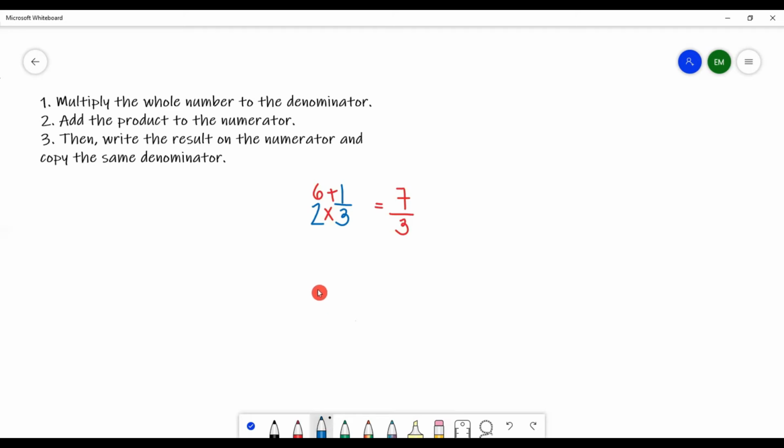Let's have another example. 4 and 2 over 7. So we are going to multiply the whole number and the denominator. 4 times 7 is equal to 28. And then add it to the numerator. 28 plus 2 is equal to 30. Copy the same denominator. Alright, so the answer is 30 over 7.